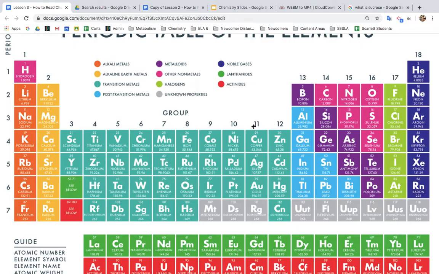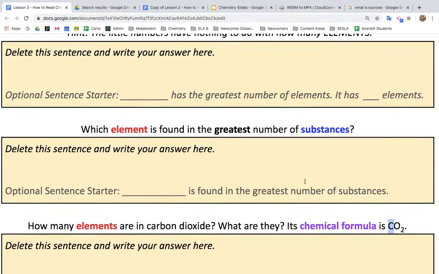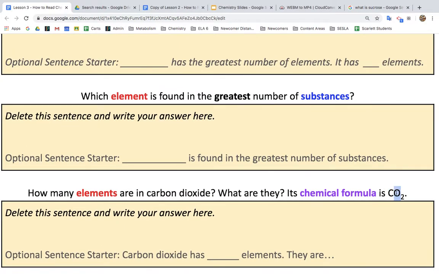I'll give you a hint. It's somewhere over here. And then you also need to do the same thing for O. That's one that you'll probably want to memorize if you haven't memorized it so far in this lesson.